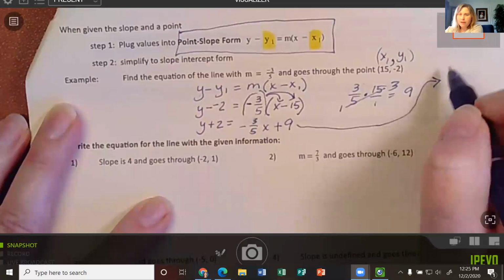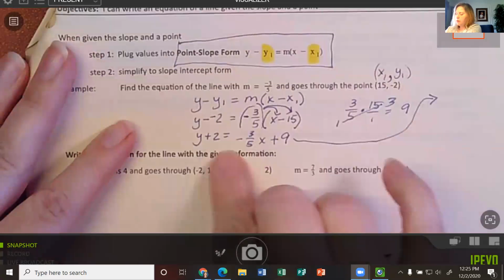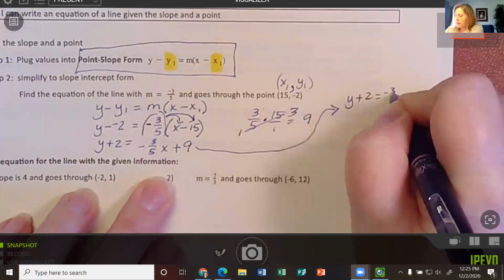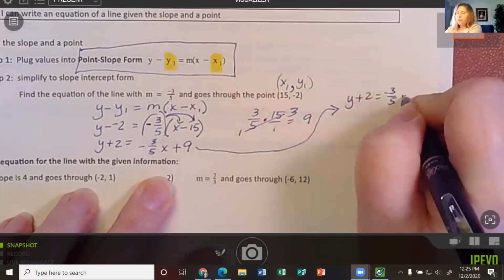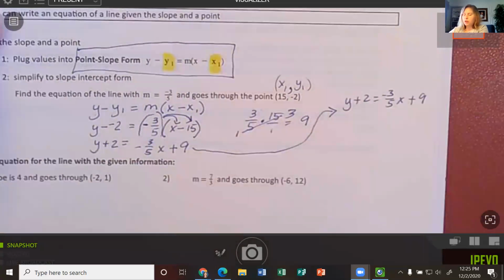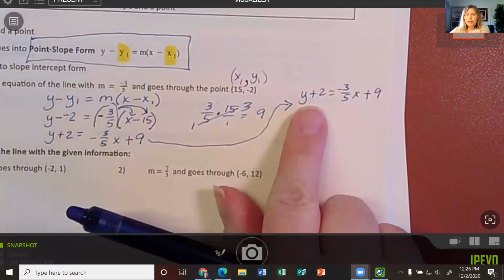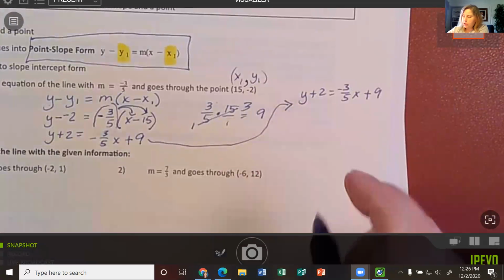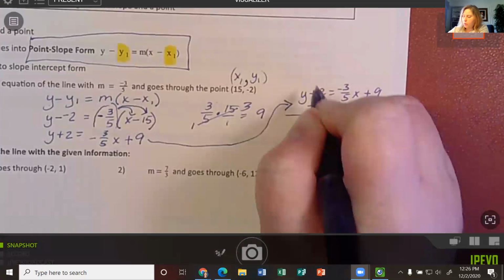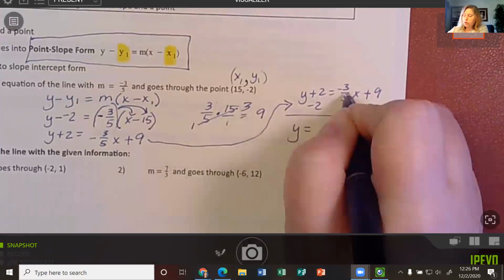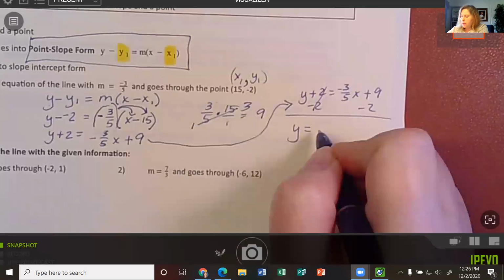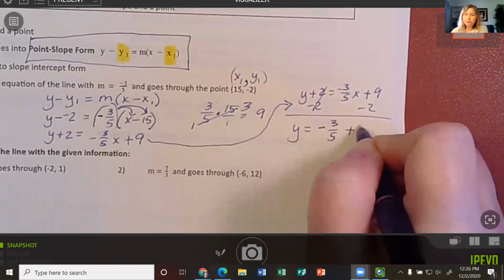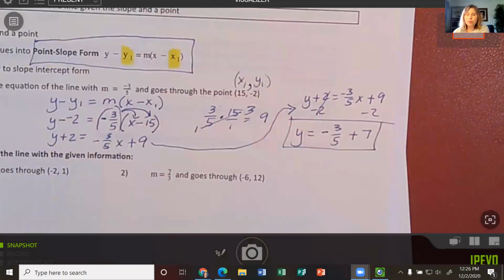Okay, so here it is. I'm just copying it over because I ran out of room here. Y plus 2 equals negative 3/5 x plus 9. So this is almost in slope-intercept form. The y is almost isolated. We just have that plus 2 there, and we want the y to be isolated. So we just need to subtract 2 from each side. Then we get y equals 2 minus 2 is 0. So we get y equals negative 3/5 x plus 7. And then we have our equation in slope-intercept form.